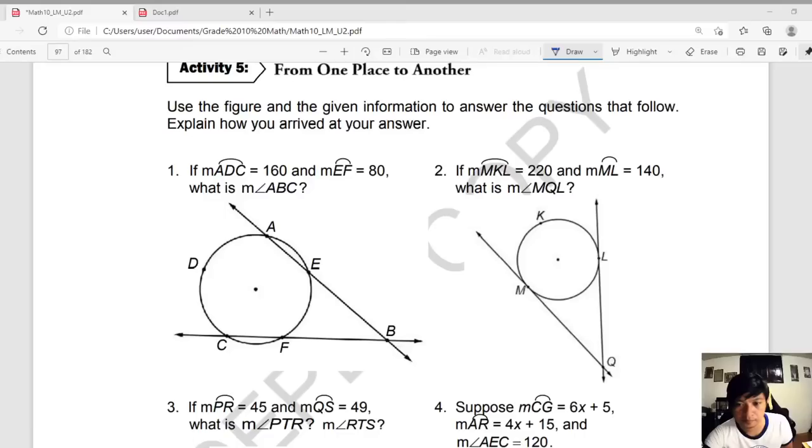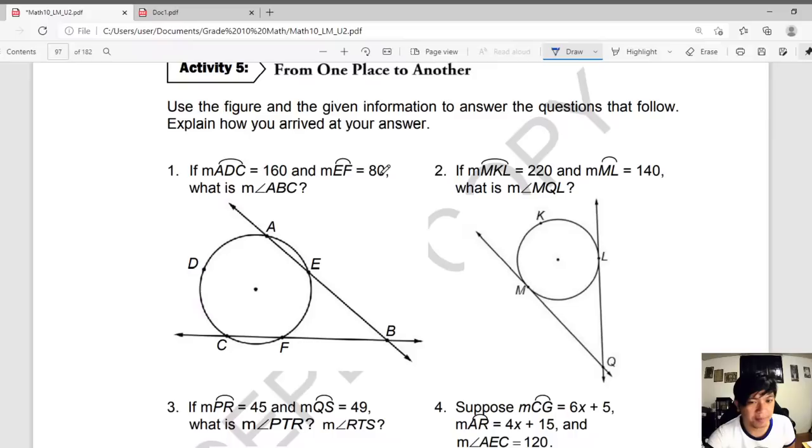So hello everyone, today we will apply lahat ng mga natutunan natin sa tangent and secant line, pati yung mga theorems and postulates na na-discuss natin sa isang video. So activity, use the figure in the given information to answer the questions that follow. Explain how you arrive at your answer. Okay, number one.